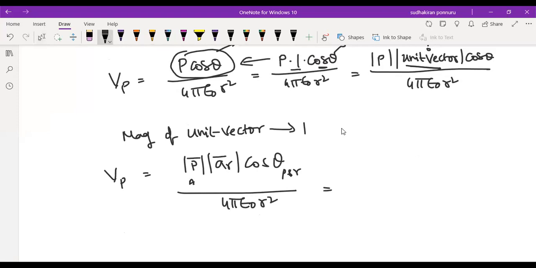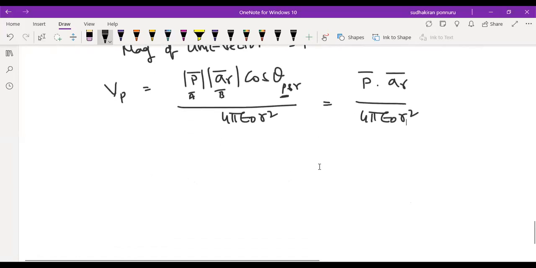If this is A bar and this is B bar, and cos of the angle between A and B, I can write it as P bar dot A R bar, whole divided by 4 pi epsilon naught R square.